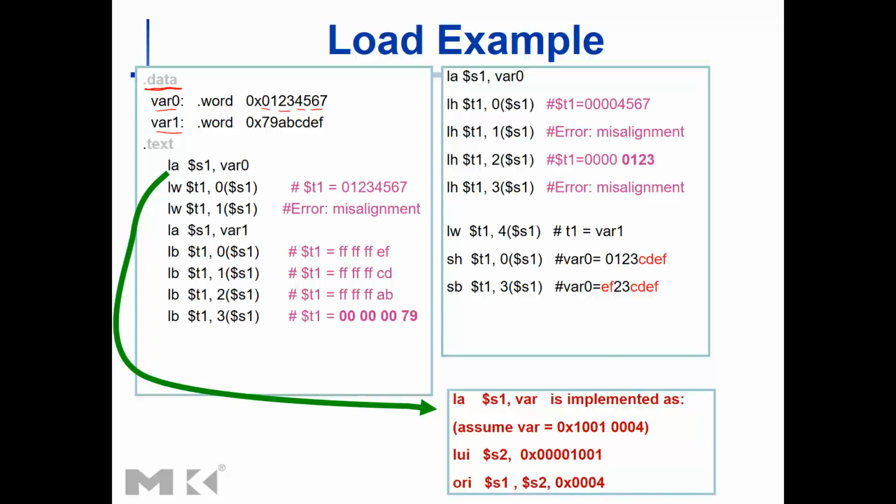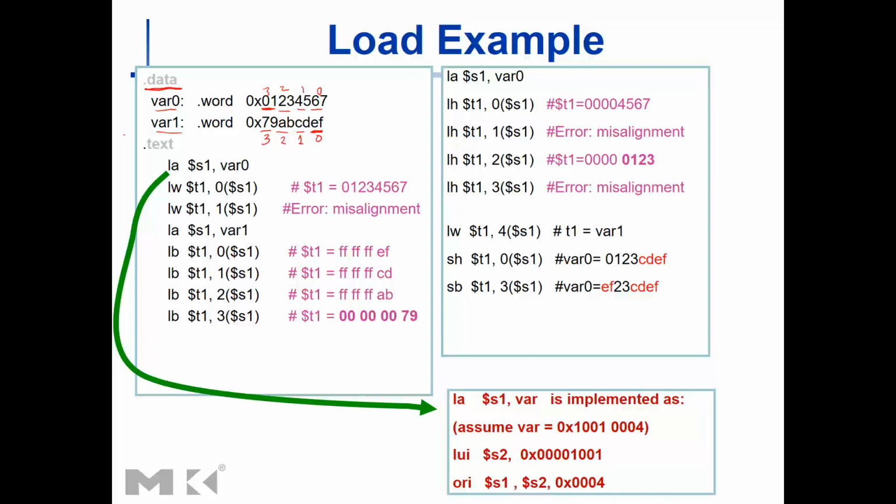The address of this byte is var0 plus 0. The address of the second byte is var0 plus 1. The address of the third byte is var0 plus 2. And the address of the last byte, which is this one here, is var0 plus 3. Similarly, var1 has these bytes, and the address of this byte is var1 plus 0. This byte var1 plus 1, var1 plus 2, and var1 plus 3.